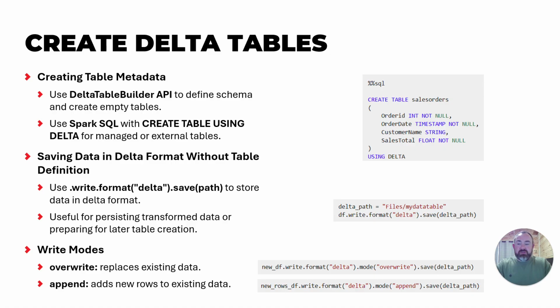Saving data in Delta format without the table definition, we use .write, .format, Delta, .save, and then the path to store data in the Delta format. It's useful for persisting transformed data or preparing for later table creation. Write modes, we've got overwrite, which replaces all the existing data, and we've got append, which adds the new rows to the data.